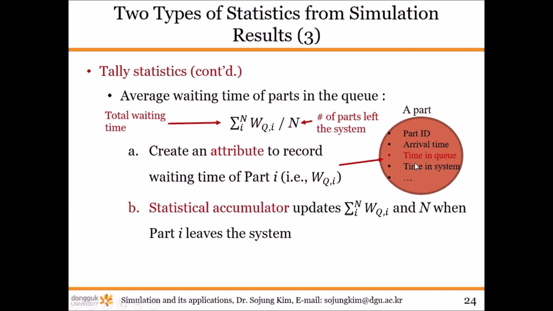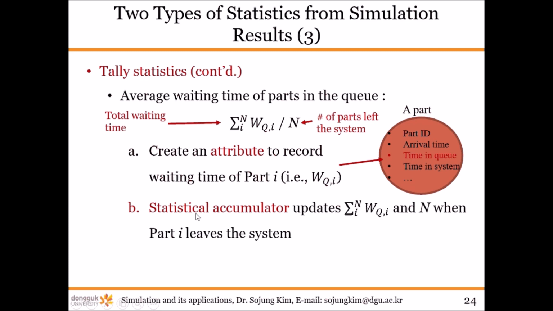The name can be slightly different from the name used in Arena, but in order to make you understand the concept, I just use this name. So time in the queue. Let's say we have a time-in-the-queue attribute in an entity, which is a part. And then WQi will be saved in this attribute.